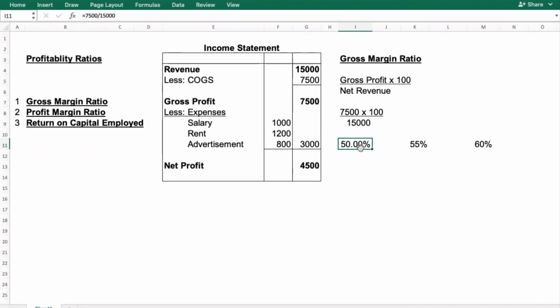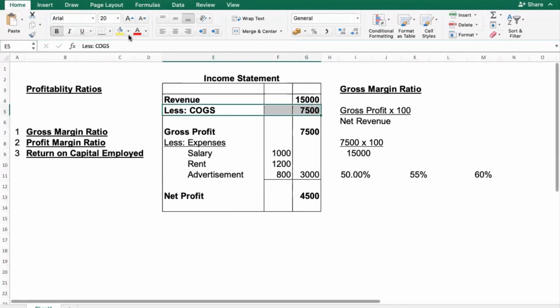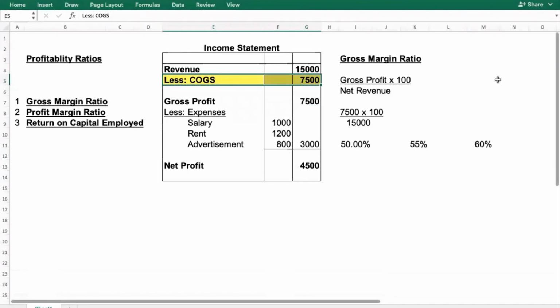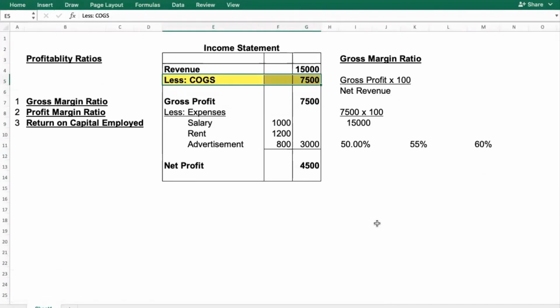Another strategy is what? Try to reduce this expense. Which expense? Cost of goods sold. Try to reduce it. How can you reduce it? Can you tell me what is the strategy?